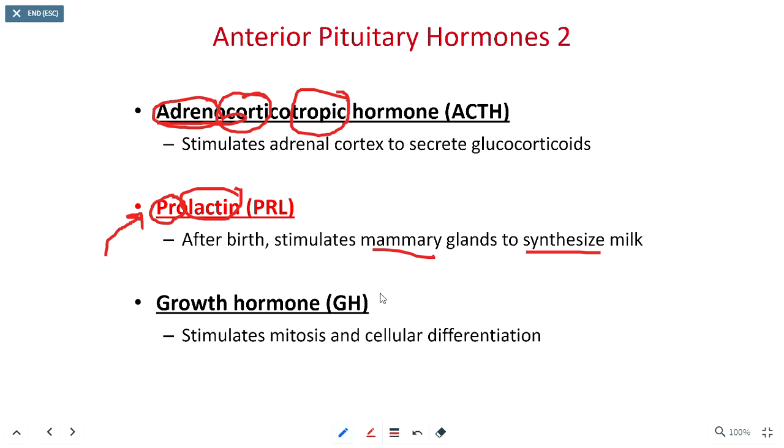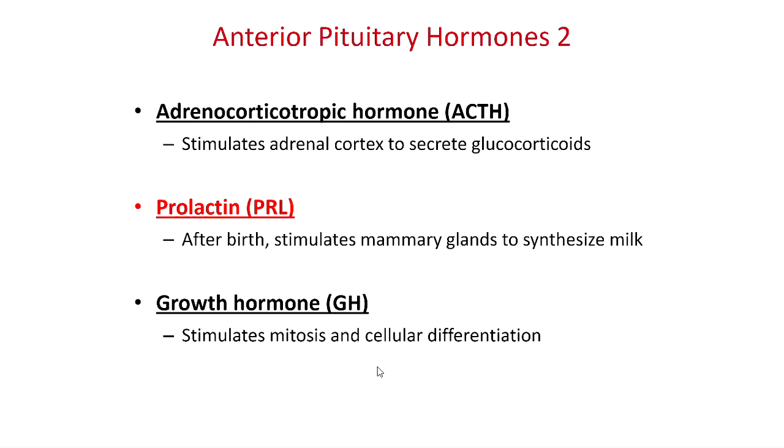As we look at growth hormone, sometimes referred to as human growth hormone, HGH, this is a hormone that stimulates mitosis and cellular differentiation in many different tissue types of the body. Bone, skeletal tissue, muscular tissue, tissues of the integumentary system, widespread growth of these tissues throughout the body.